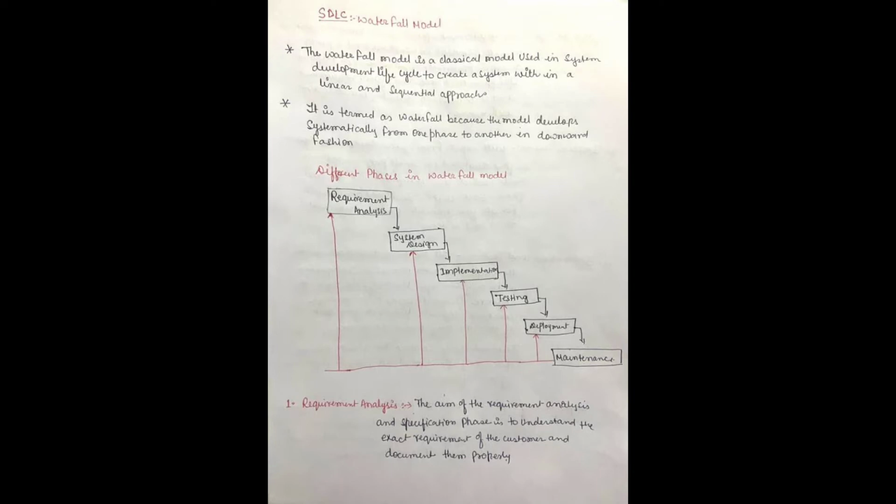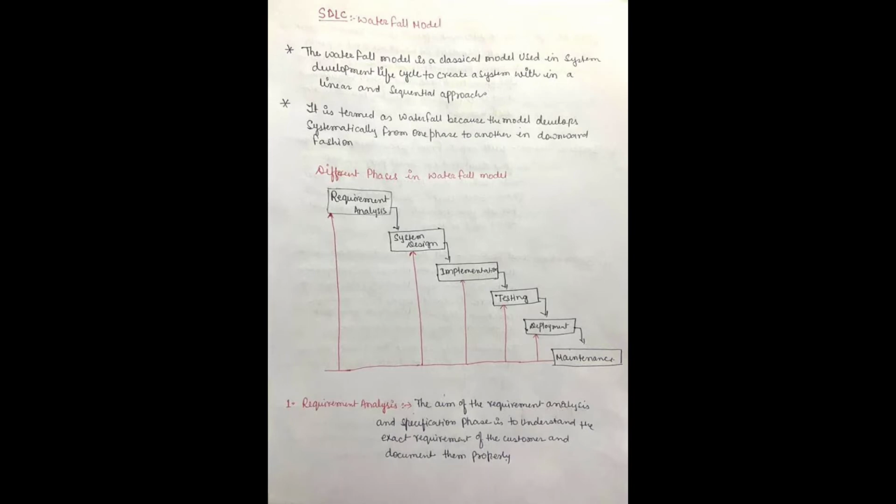It means first it will complete the first phase, and after completion of the first phase, it will complete the second phase, and then the third phase. So we can say that the output of the first phase is the input of the second phase, and the output of the second phase is the input of the third phase. That's why it is called the waterfall model.